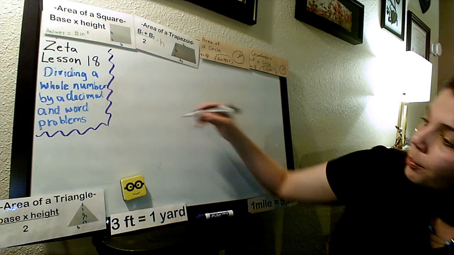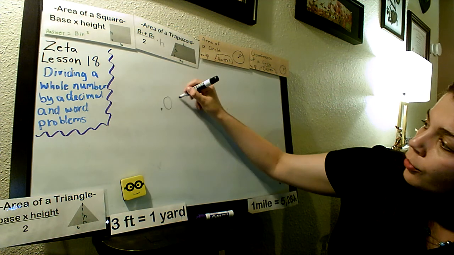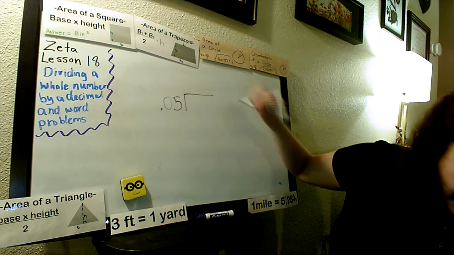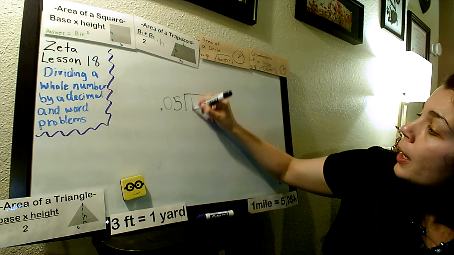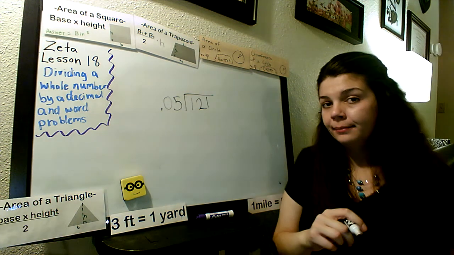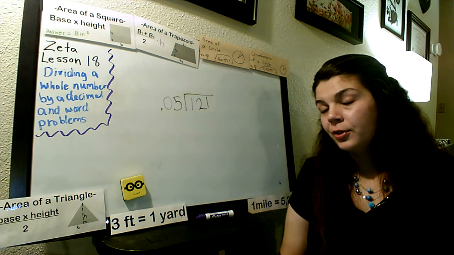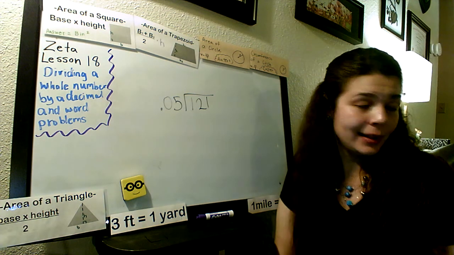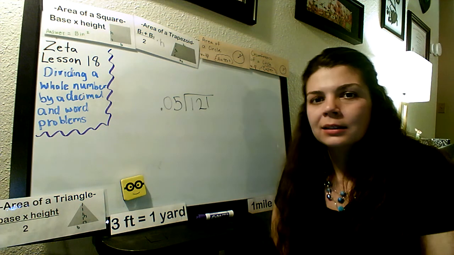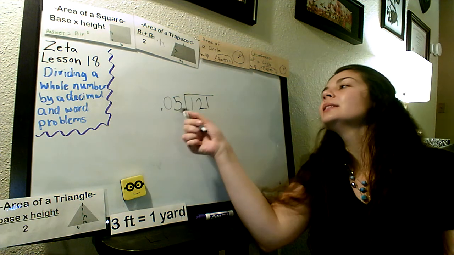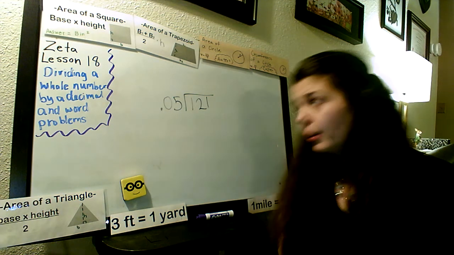All right, 0.05 divided by 121. What is the first thing we do here? What's the thing I don't like? I don't like the points in our divided by number.